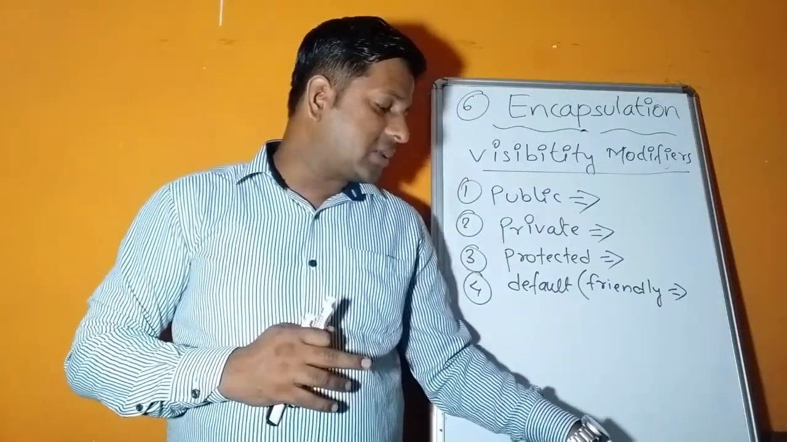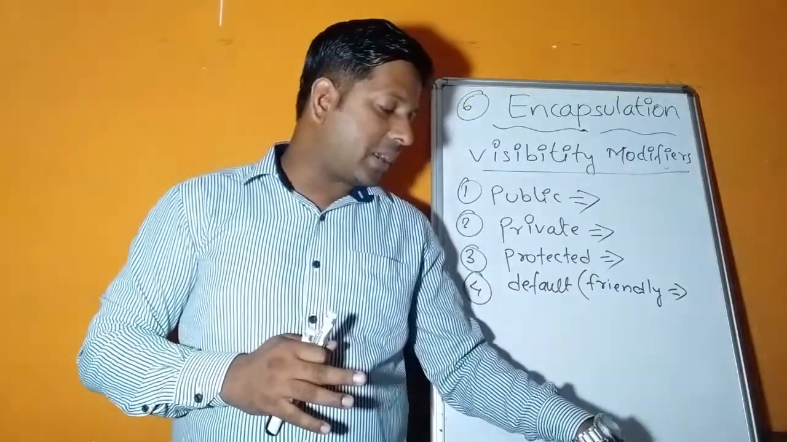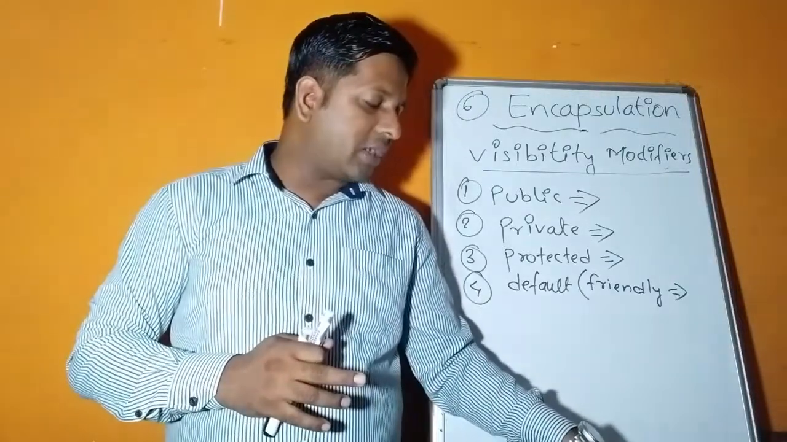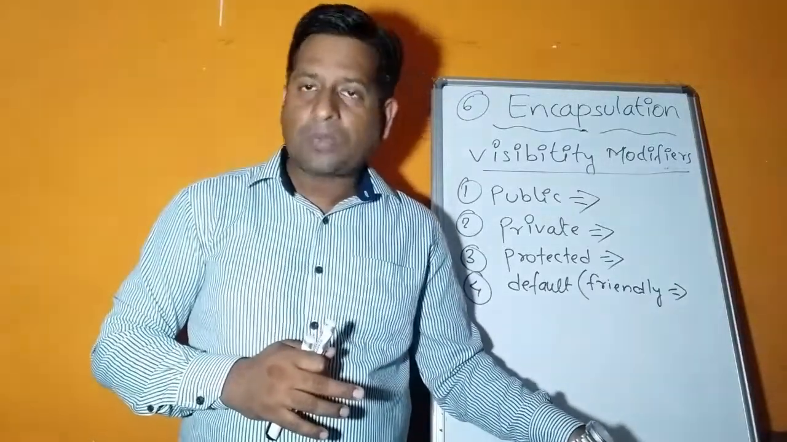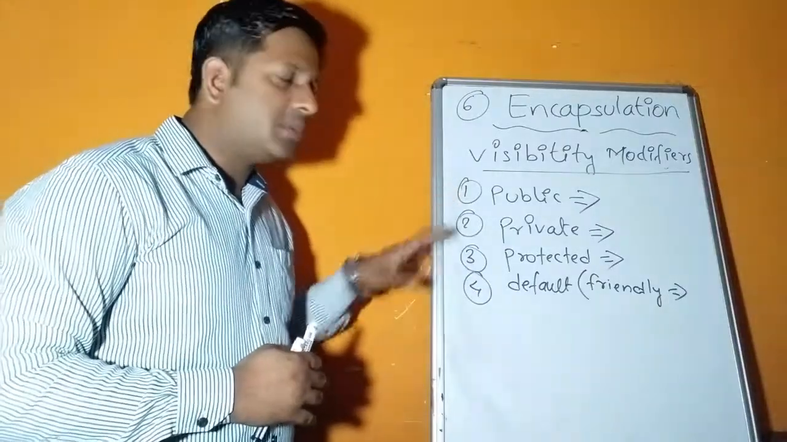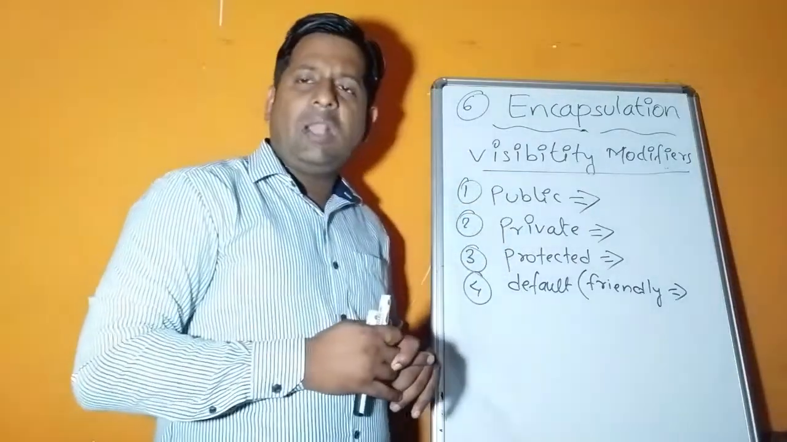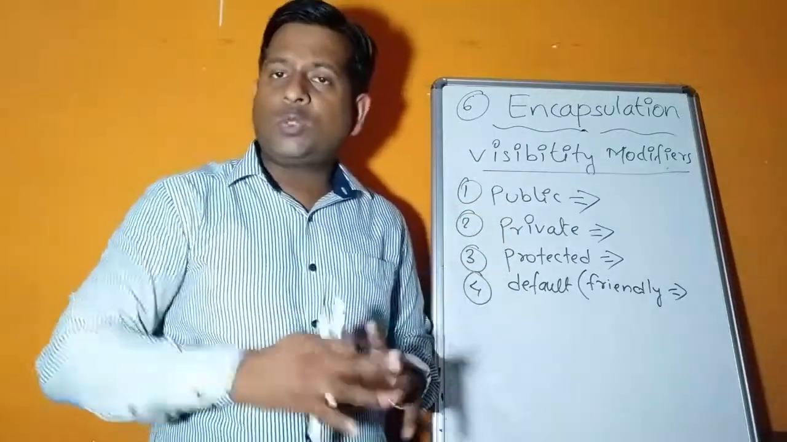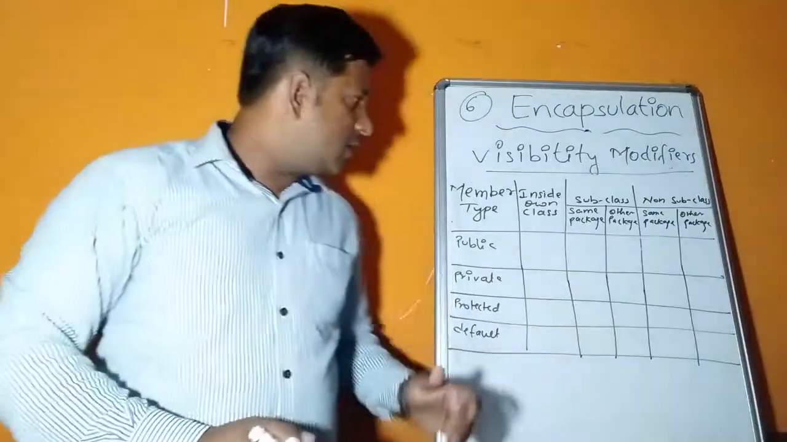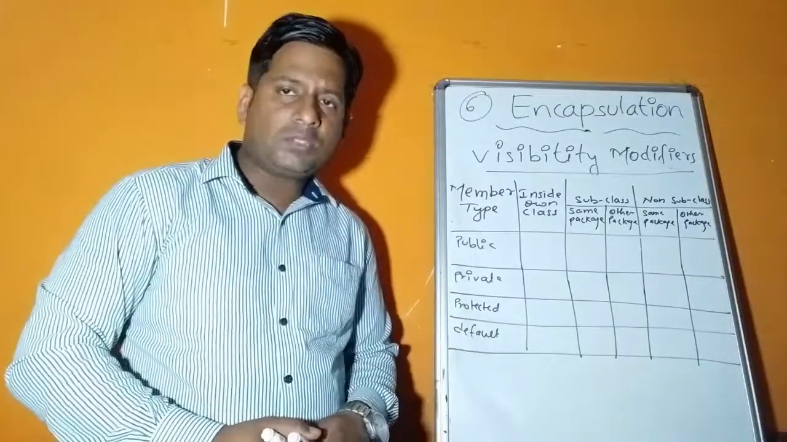Default, the member is accessible by any subclasses or other classes in the same package. It will not be accessible outside the package even if they are subclasses. So this is the concept of these four visibility modifiers. Now see, this one I will show you in tabular form, which will be easy for you to understand. So children, see the visibility modifiers I have written in tabular form.